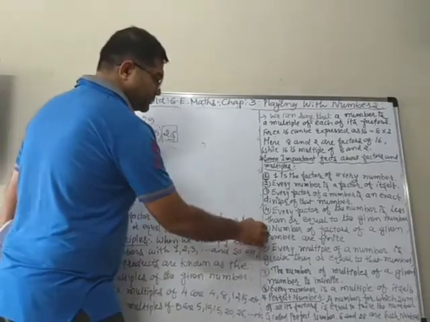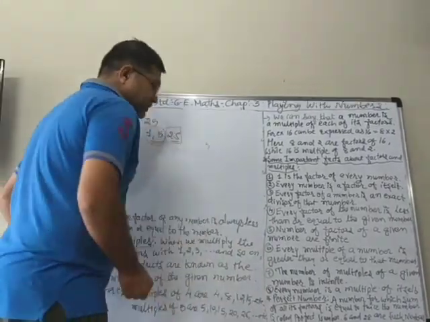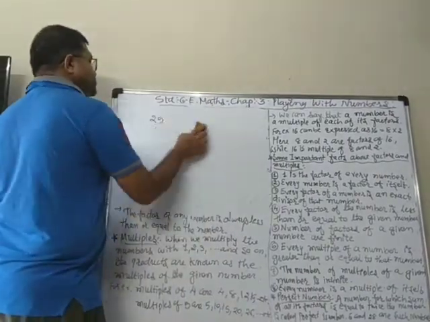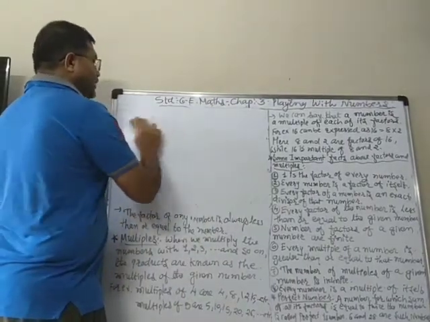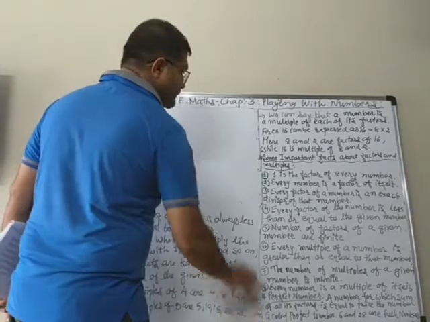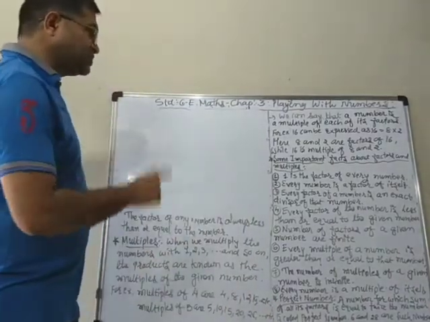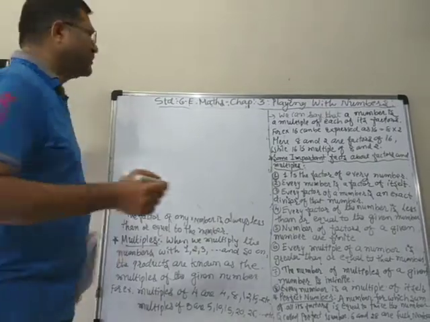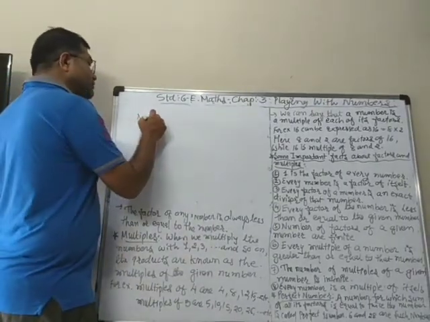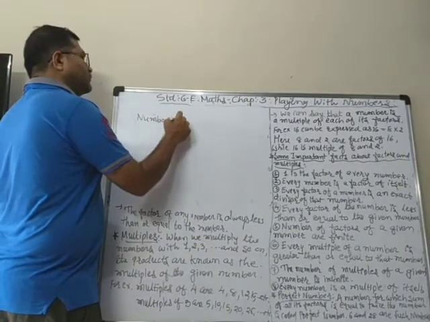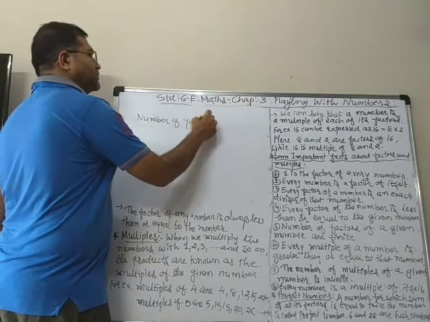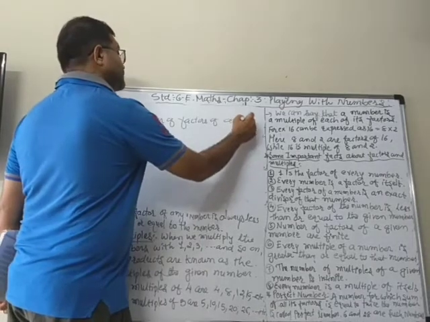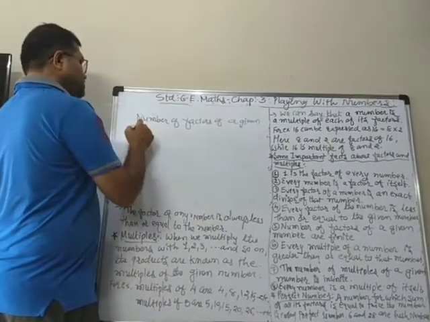Then the fifth one. You have to understand it properly, because sometimes there is confusion about it. What does it say? That the number of factors of a given number is finite.